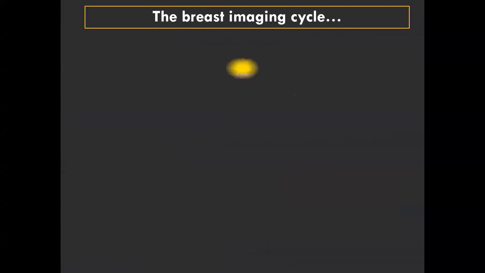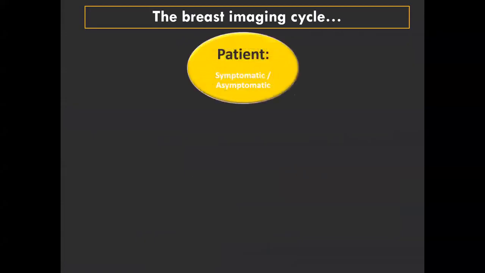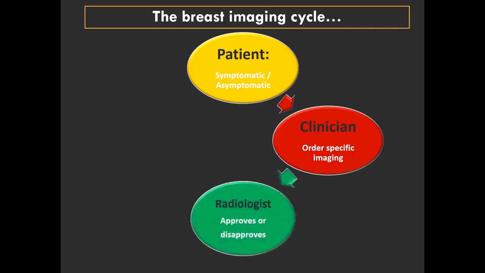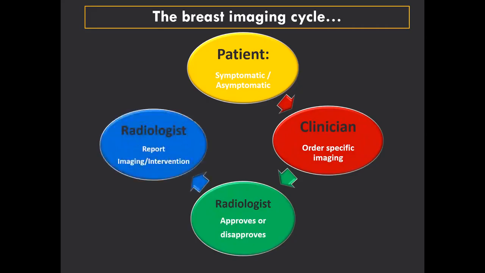The breast imaging cycle usually starts with a patient who is symptomatic or asymptomatic. The patient is referred to a clinician. The clinician orders a specific imaging modality, and he refers the patient to the radiologist who might approve or disapprove this modality. The radiologist then writes the report and he gives it back to the patient, and the patient is referred back to his clinician.